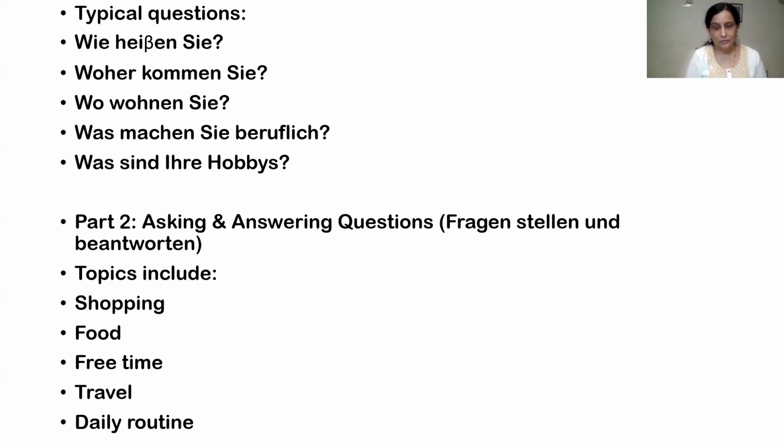Like, wie heißen Sie? meaning what is your name? Usually in German, this is for asking a name. You have to ask wie heißen Sie? Then you can answer ich heiße so and so. Then woher kommen Sie? Where do you come from? Wo wohnen Sie? Where do you stay? Was machen Sie beruflich? Beruflich is professionally, so what do you do professionally? Because Beruf is profession and beruflich is professionally. Und Ihre Hobbys? What are your hobbies?